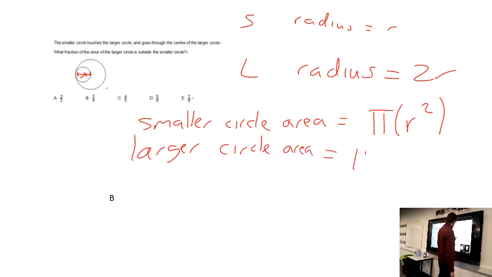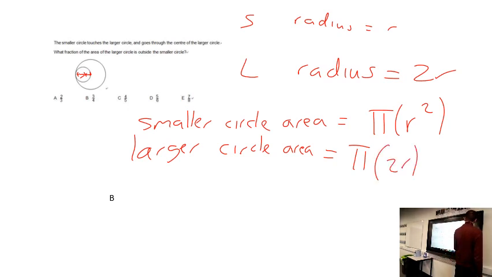Again, it's going to be pi times the radius squared. So the radius is 2r squared. Okay, so we've got 2r times 2r, so that's going to be 4r squared, times the pi, so 4 pi r squared.